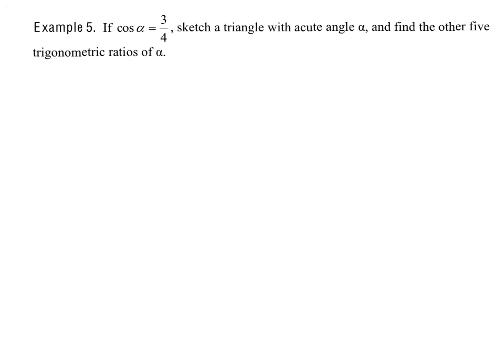Alright, the last example. It says if cosine of alpha is 3 over 4, we want to find the other 5 trig ratios. So the first thing we're going to do is look at cosine, the given information. So cosine alpha is 3 over 4. Now going back and using SOHCAHTOA, the definition of cosine is adjacent over hypotenuse. So basically our given information is telling me that my adjacent side is 3 and my hypotenuse is 4.